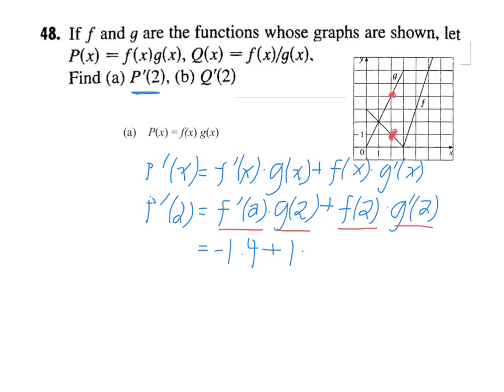And finally, g prime of 2. Now we're looking at derivatives because of the prime notation, so I need the slope of the tangent line at 2 on the g curve. This one, as we go up here, looks like up and over. So up 2 over 1 or 2. Okay, so putting this together, -4 plus 2 is -2. The same product rule is being used, just a different way to find the pieces of information that are needed.